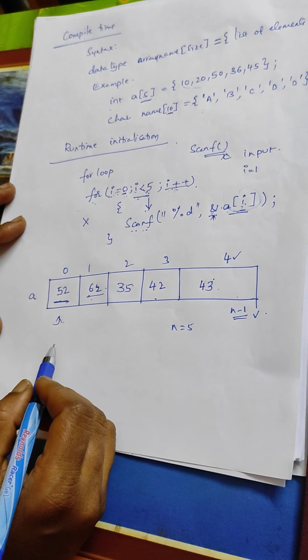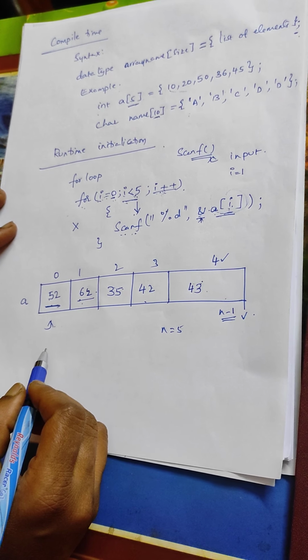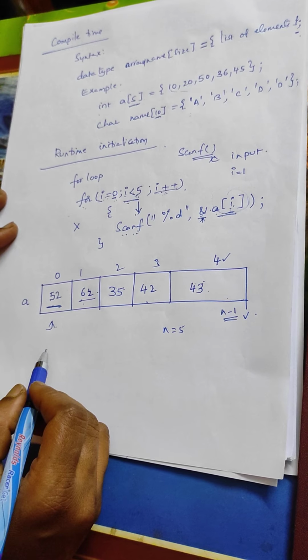So this is about a one-dimensional array, how to declare and initialize it at compile time and run time. In my next video I will explain two-dimensional and multi-dimensional arrays.